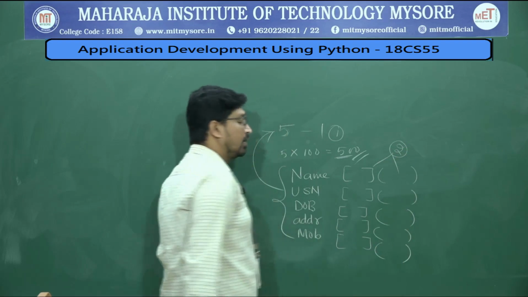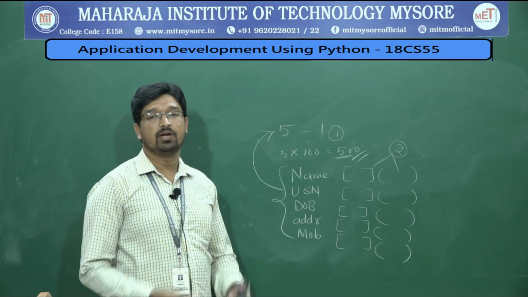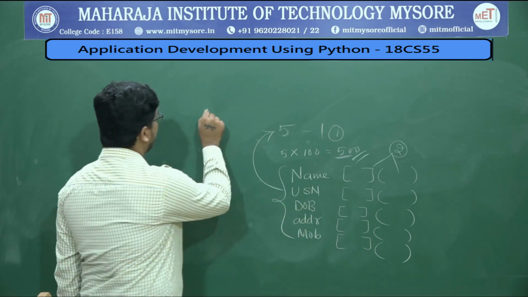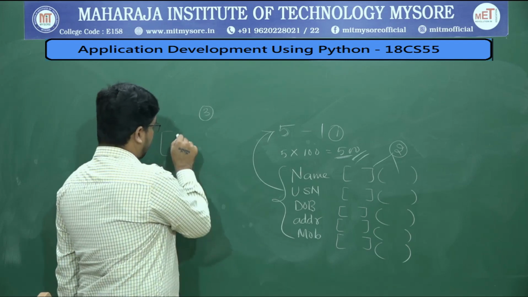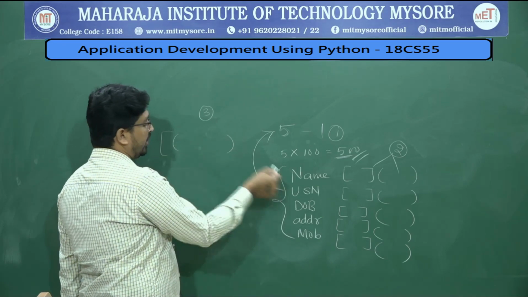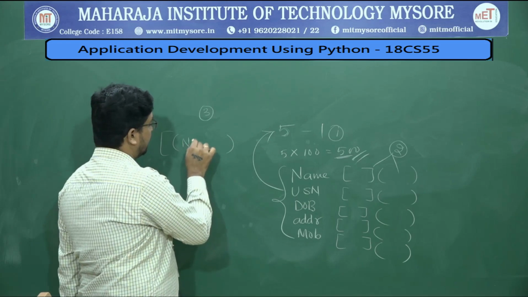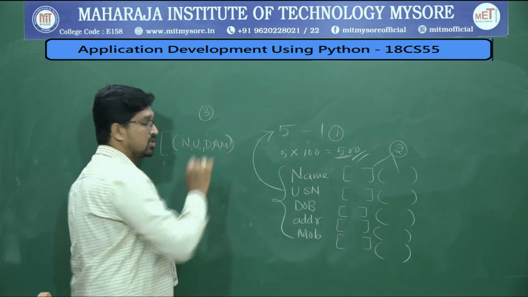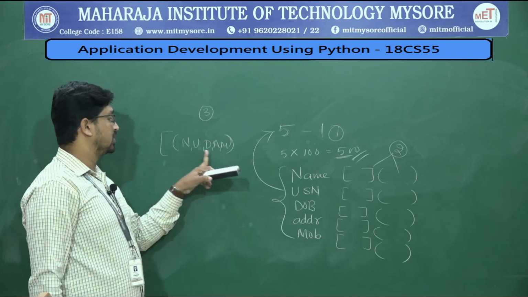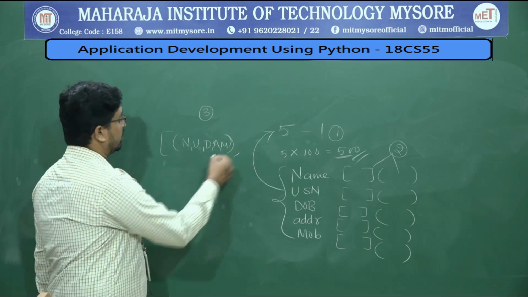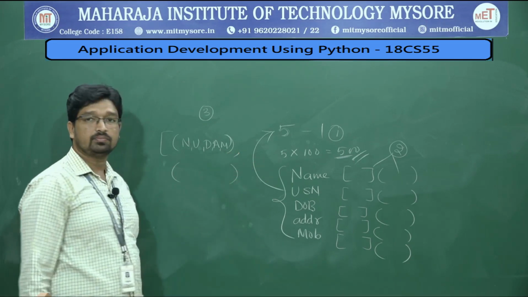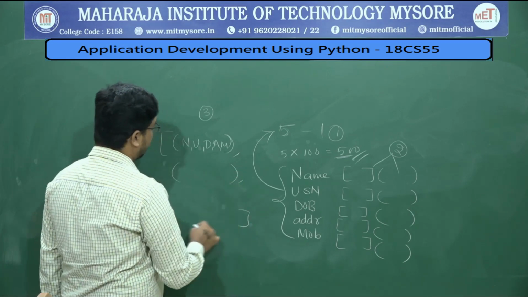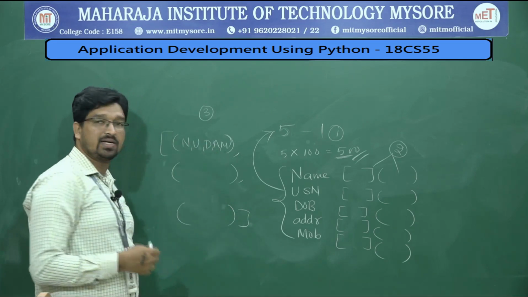Either consider lists and tuples. The third way is a list of tuples. List of tuples means inside the list there will be a tuple where you have 5 fields: name, USN, date of birth, address and mobile number. I will write in short form. Then put a comma. You need one more student. Like this you can consider 100 students as different tuples. That is a list of tuples.